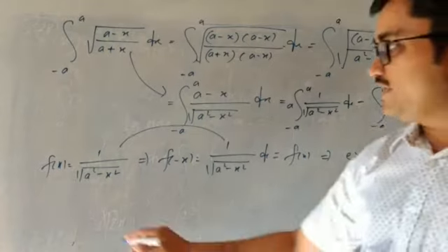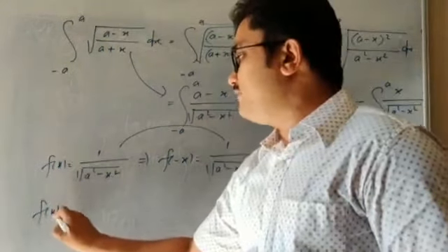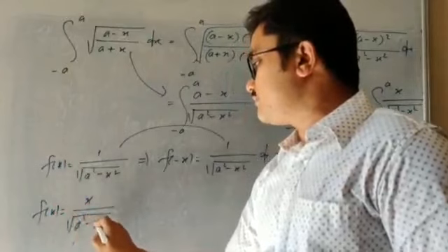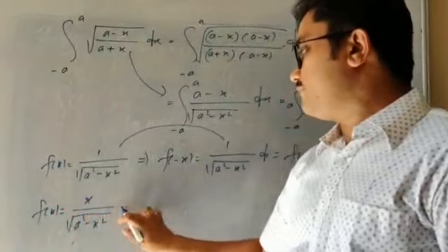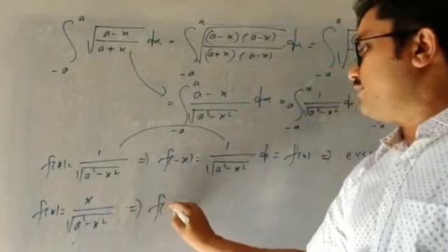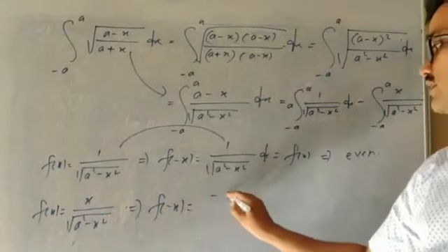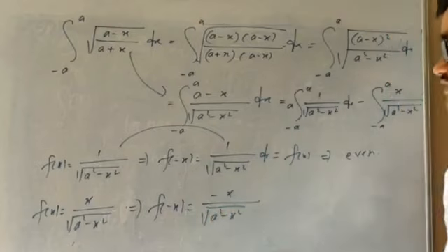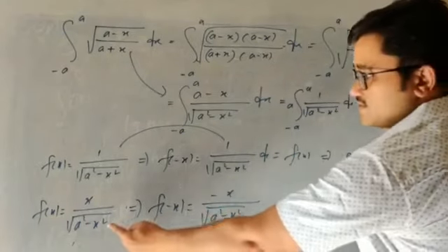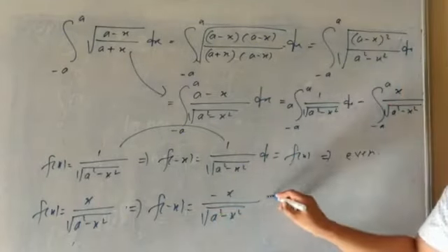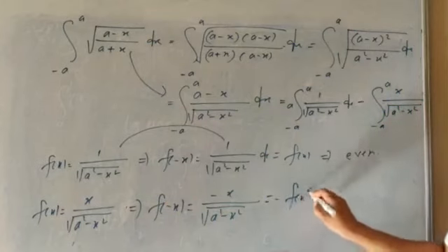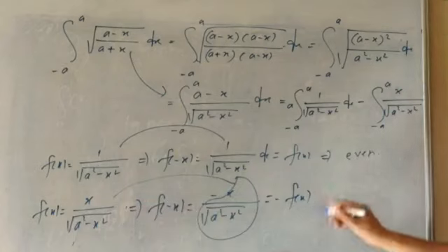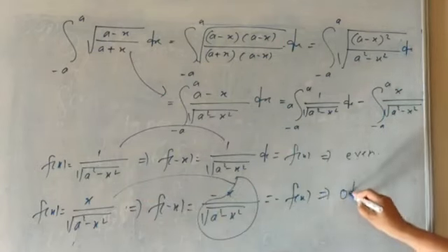And in the second case, if we call f of x as x upon under root a square minus x square, then f of minus x is nothing but minus x upon under root a square minus x square. You can see this and this are the same, only a minus sign difference. So this is nothing but minus f of x. So this is an odd function.